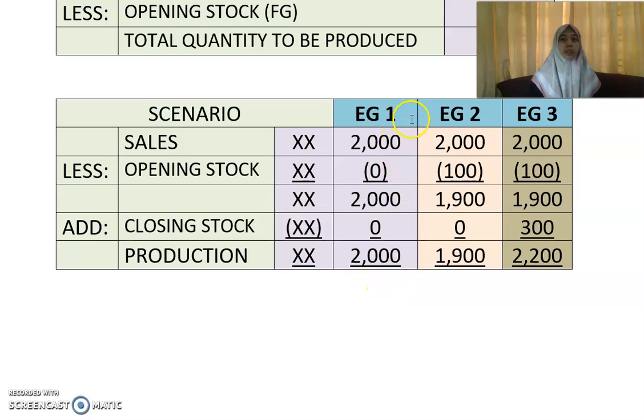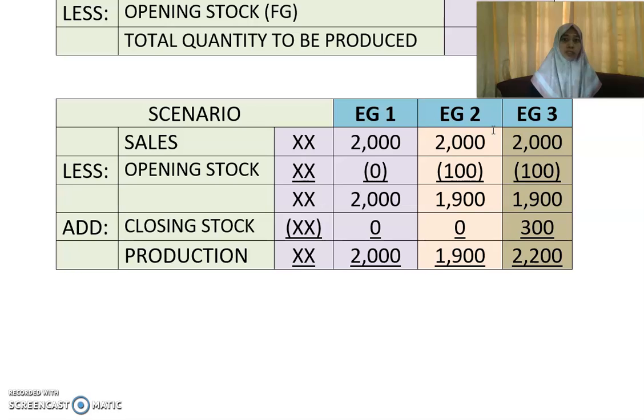Now, let's go into example 2. Okay, still, I want to sell 2,000 units. How many units that I have in stock? For example, from the previous month, there are still some leftovers or the opening stock. The closing stock of the previous month will be the opening stock of this month. Okay, so I have 100. So instead of producing 2,000 units, I already have 100 in stock.